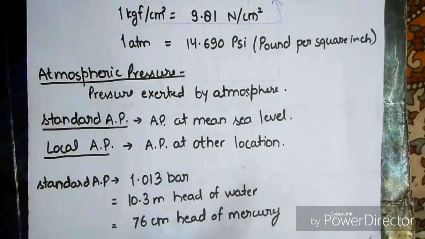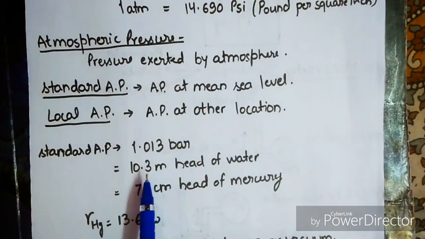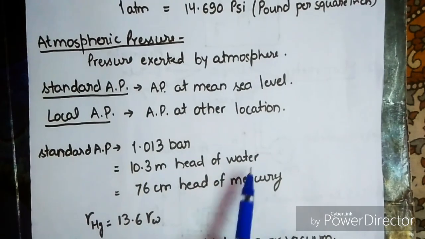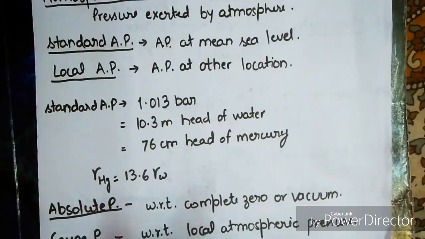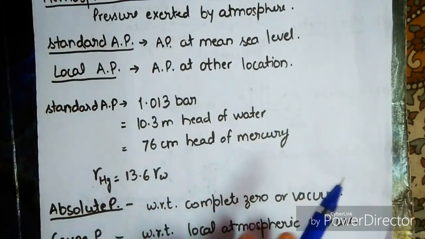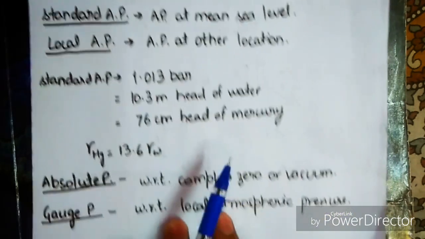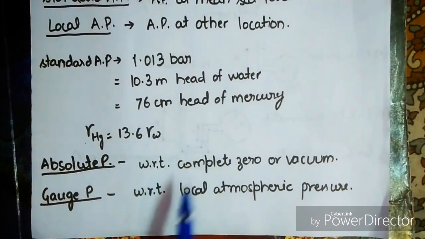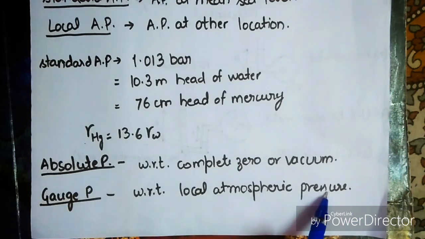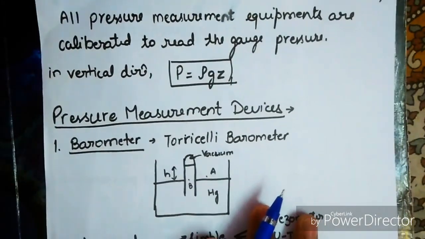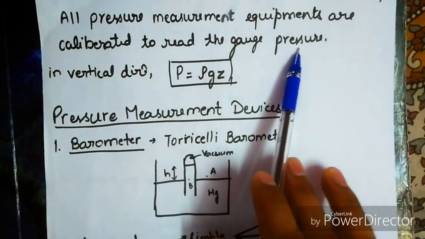The standard atmospheric pressure value is 1.013 bar, or 10.3 meter head of water, or 76 centimeter head of mercury. Okay, we must remember this value, that is, the unit weight of mercury is 13.6 times the unit weight of water. Now the absolute pressure is with respect to the complete zero or vacuum. That is the absolute value, but the gauge pressure is with respect to local atmospheric pressure. Okay, the difference between the absolute pressure and the local atmospheric pressure is the gauge pressure. All pressure measurement equipment is calibrated to read the gauge pressure only.